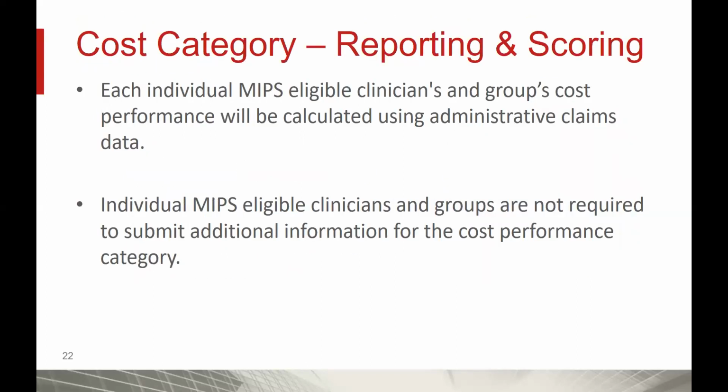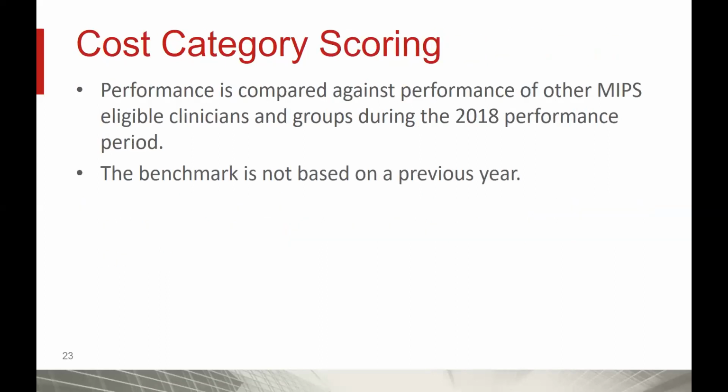So let's talk about reporting and scoring for this category. Each individual MIPS eligible clinician and group's cost performance will be calculated using administrative claims data. So again, you don't need to submit anything separate or special. CMS will automatically calculate the cost category based on your claims data. Individual MIPS eligible clinicians and groups aren't required to submit any additional information, as I mentioned, so very straightforward, easy to report in this category.